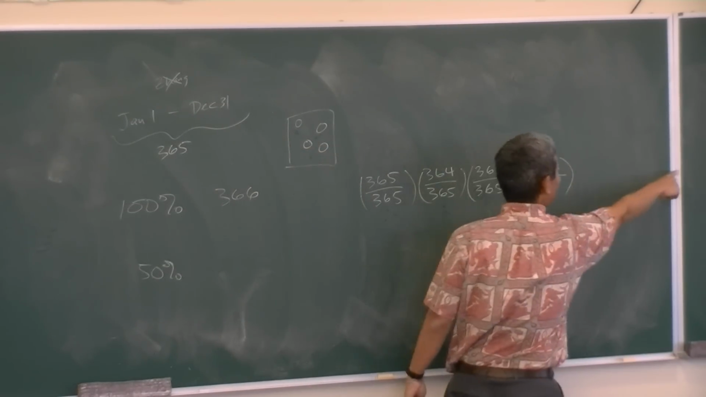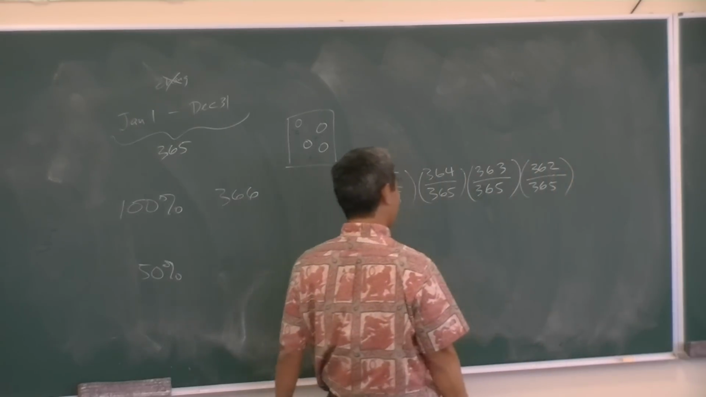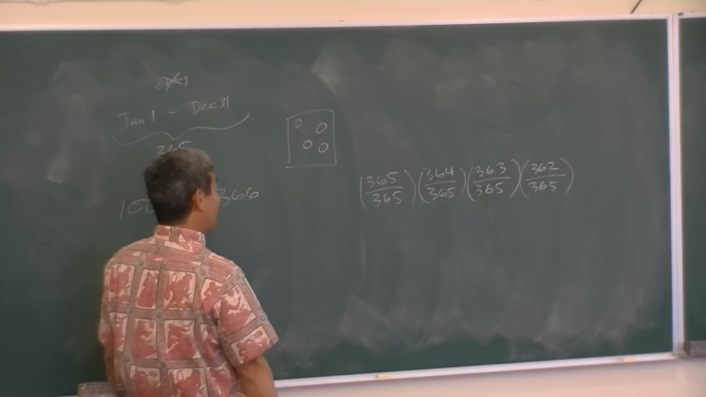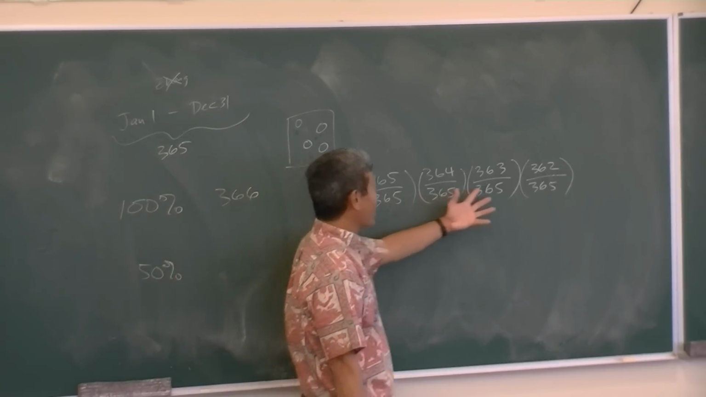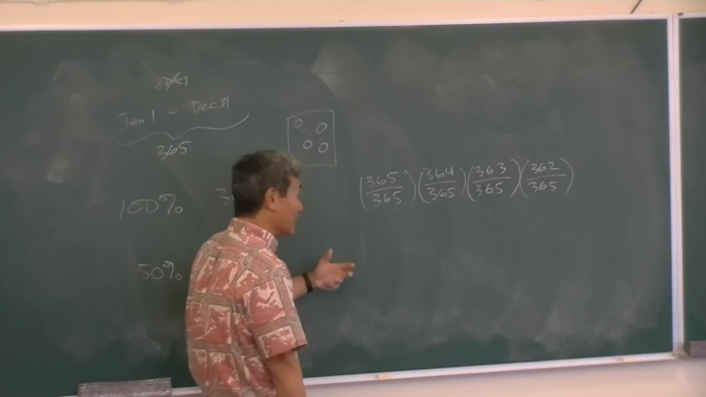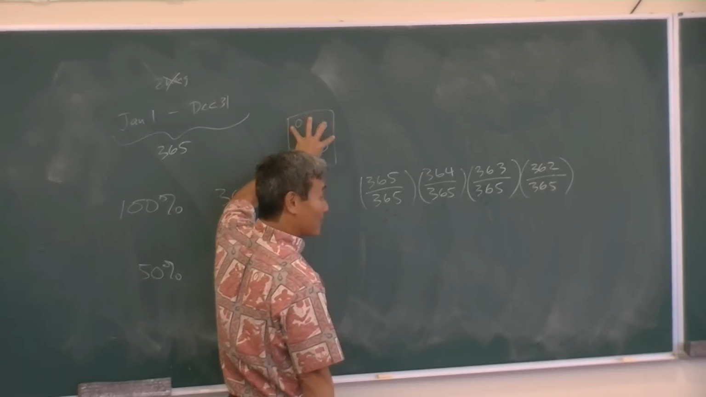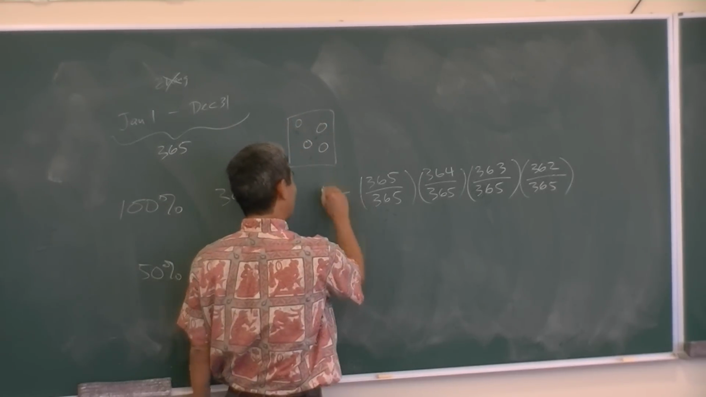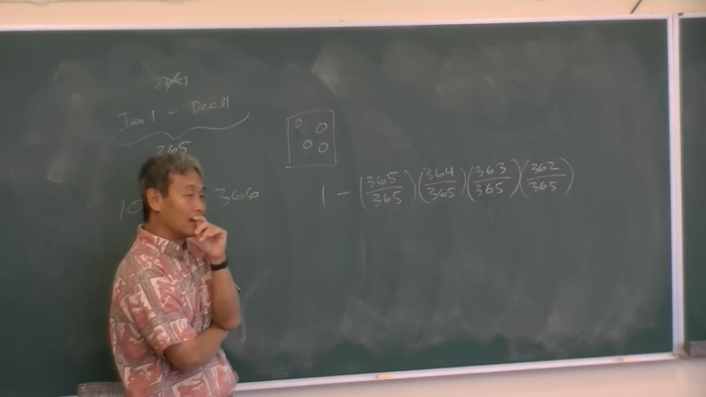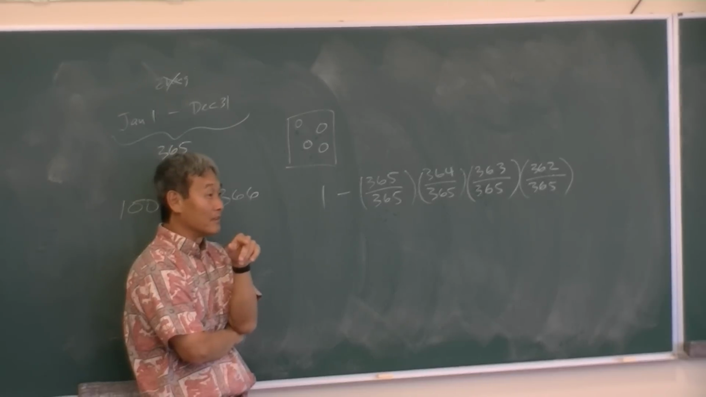Do you guys see the pattern yet? Yes. Okay, good, because I have to go all the way to here for period 3. It goes down by 1. So if I multiply these four numbers, this is the probability that all 4 of these people have different birthdays. So what would happen if I subtract it from 1? Then you get the complement.